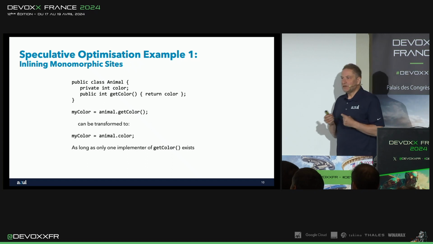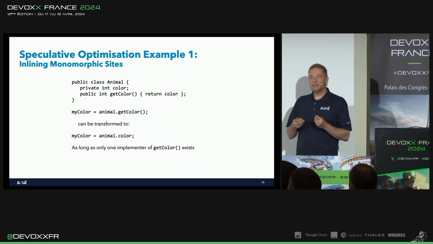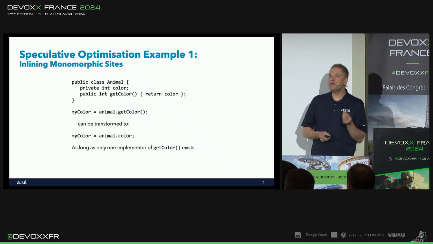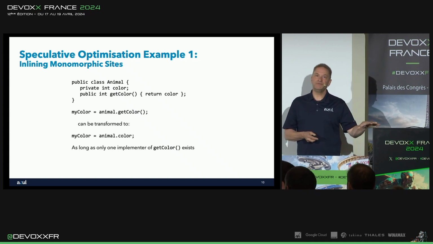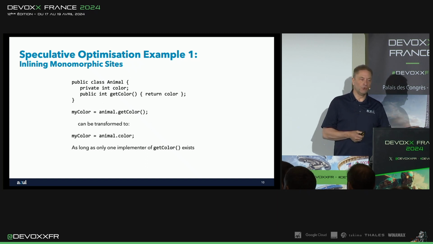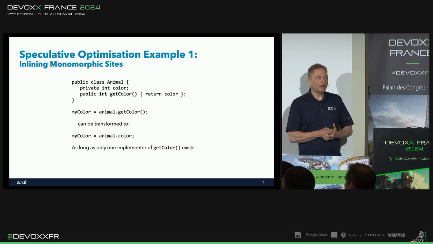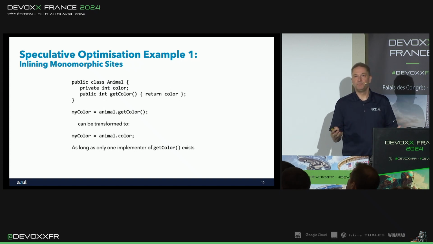Now, to give you some more examples of that and dig into a bit more detail, let's talk about what are called speculative optimizations. And these are very, very important in terms of the JVM and how it can deliver better performance. This particular example is where we're dealing with inlining a monomorphic site. What do I mean by that?